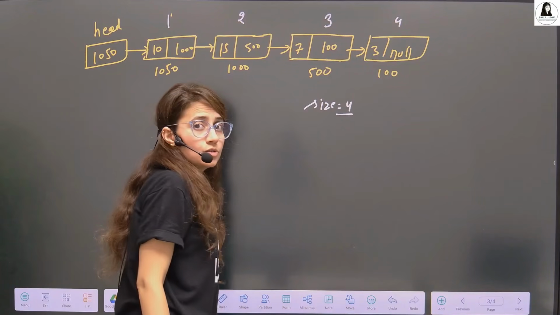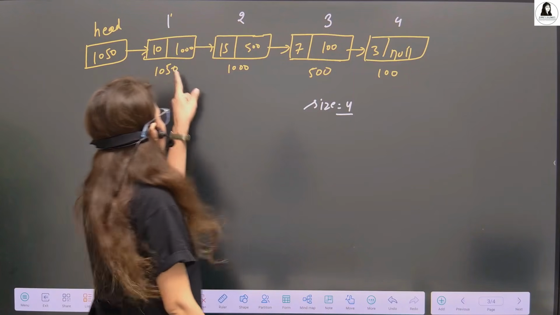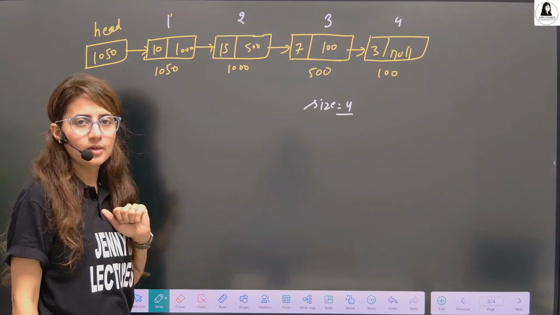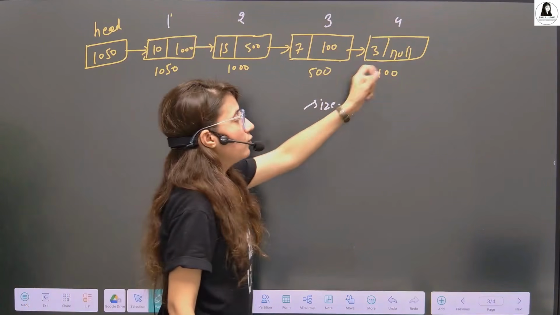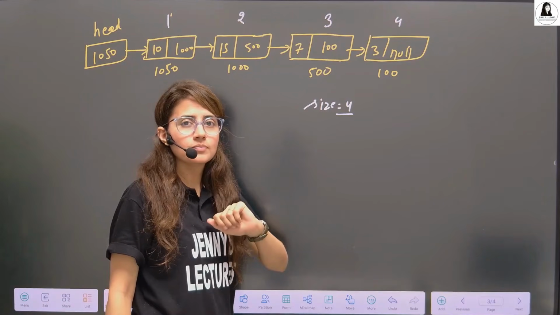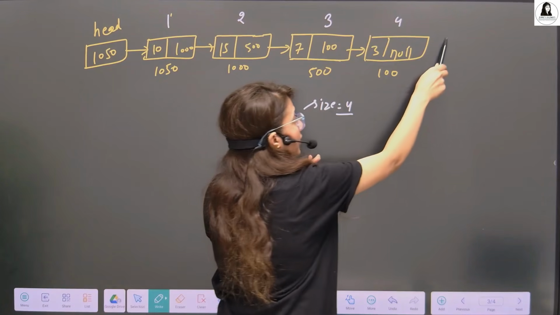So we can give position 1. In that case, I want to insert here. If position 2, I want to insert here. If position 3, I want to insert here. If position 4, I want to insert here. If I give position 5, that is also valid. Position 5 means here I can insert.